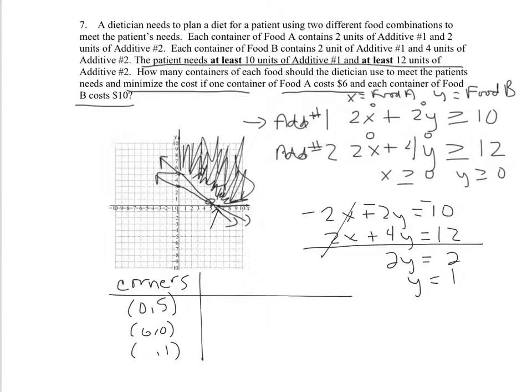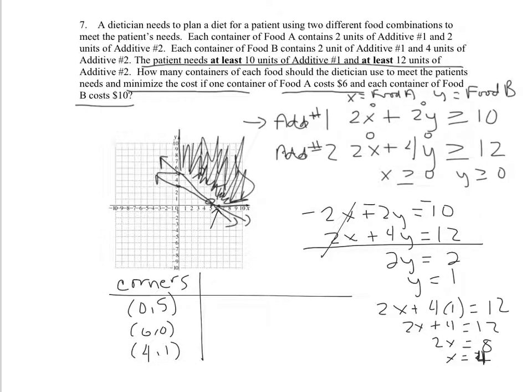Now to find the x value, I can take either one of these two equations. If I set 2x plus 4 times 1 equal to 12, 2x plus 4 equals 12, 2x is going to equal 8, and x is 2. No, sorry, x is 4. Didn't mean to confuse you there. 8 divided by 2 is 4. So we have the ordered pair 4, 1. Those are going to be our 3 corners.